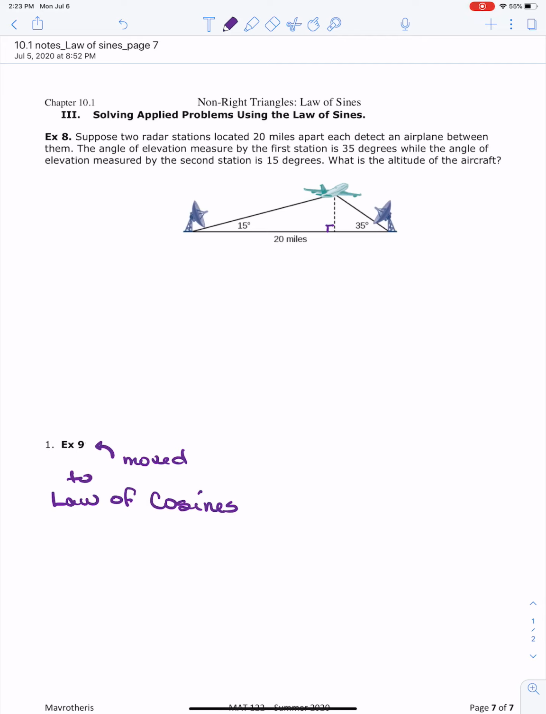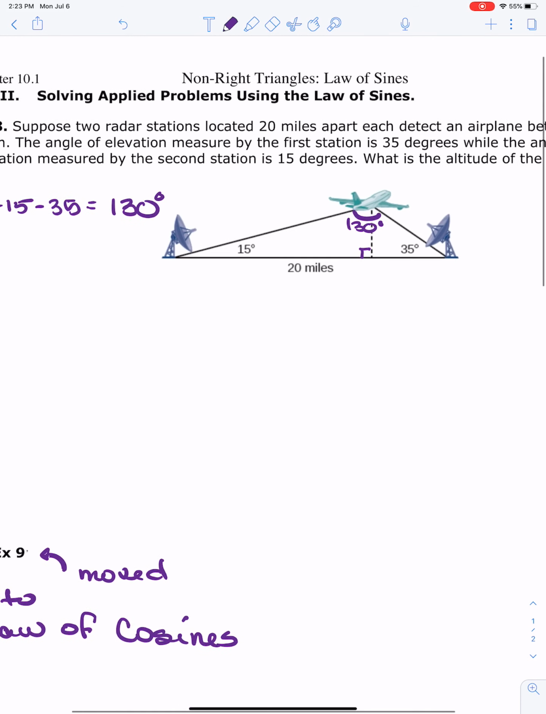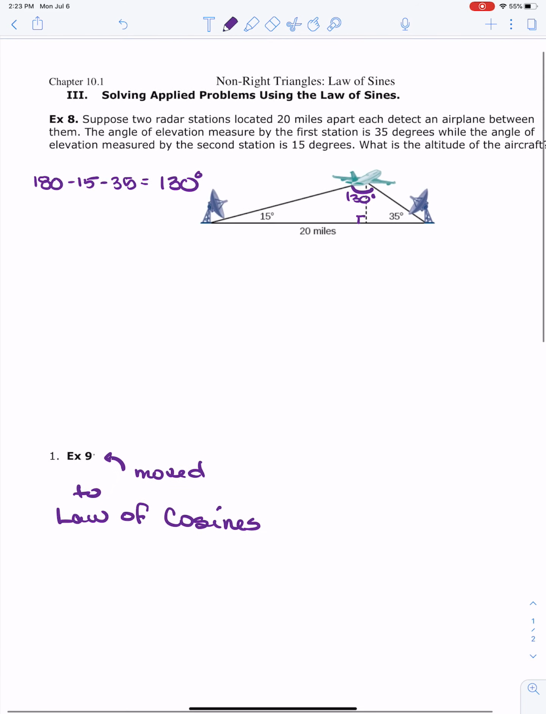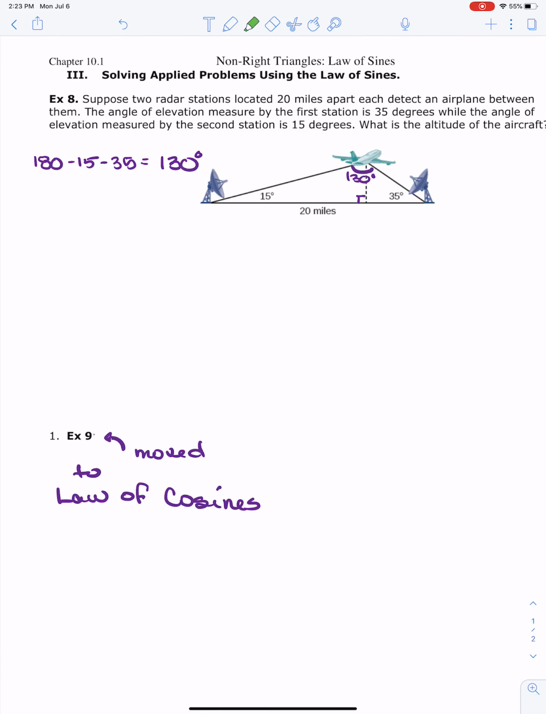So first things first, I'm going to find this angle at the airplane. I've got the 2 other angles, so I can find that one. So I got 180 minus 15 minus 35. That gives me 130 degrees. So I know this angle is 130 degrees. Okay, now I have this angle and the side opposite it. So I've got this angle C and the side opposite. So I can set up and use law of sines.